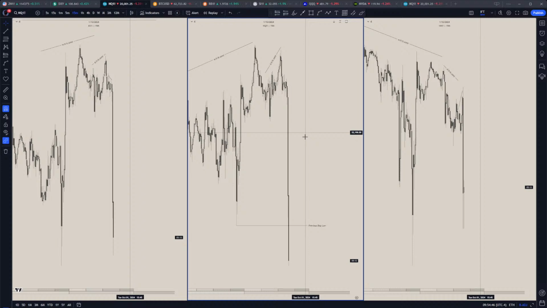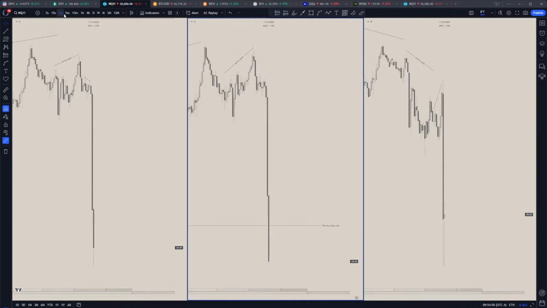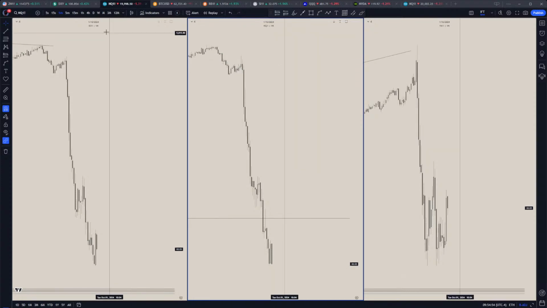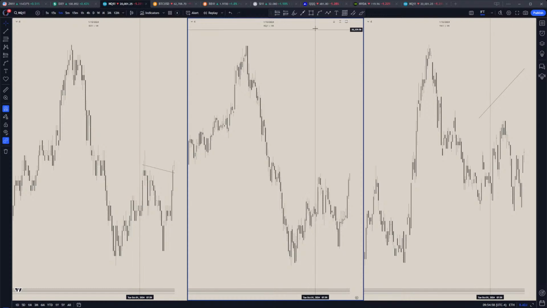When I entered, it was because it was weekly to daily. If you go down to the 1 minute, there's a micro SMT, and then we traded into a fair value gap, an RDRB. Sorry, a 1 minute RDRB right here.